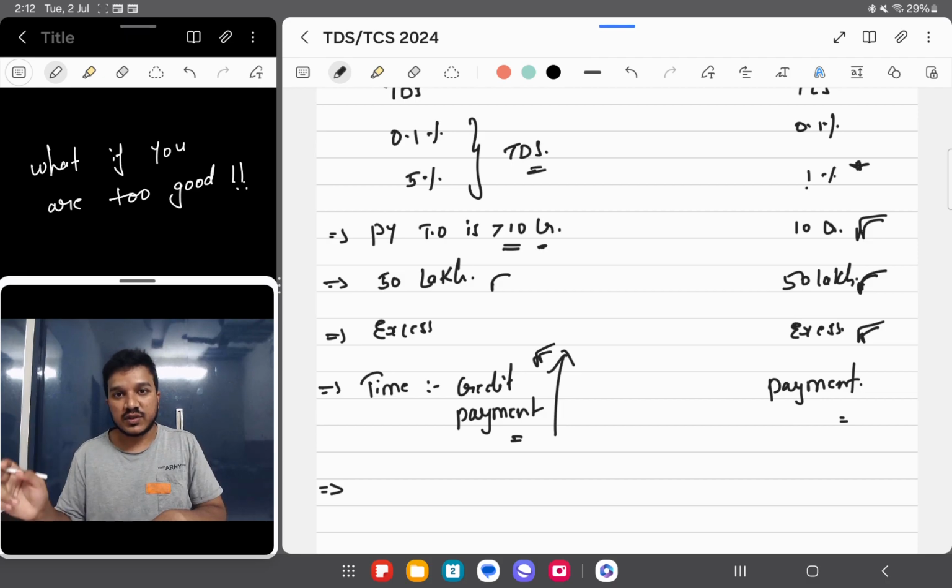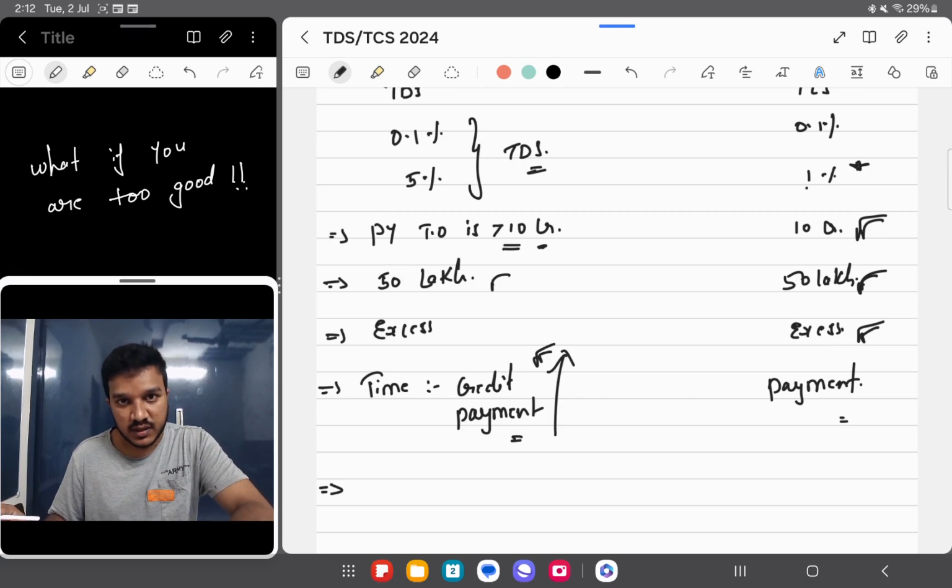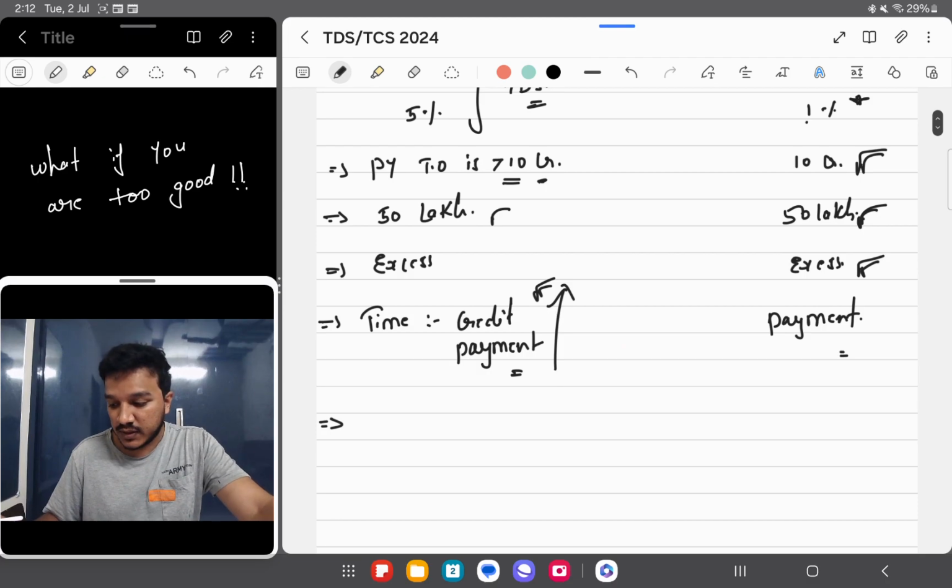Then you will have to see whether TCS is applicable in that case from the seller's point of view. So if this is your first year, then TDS provisions are not applicable. Even that point is clear.